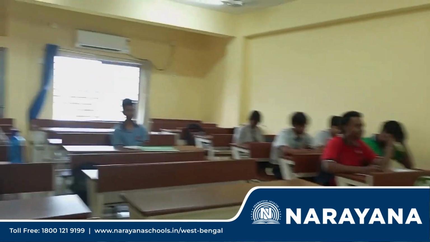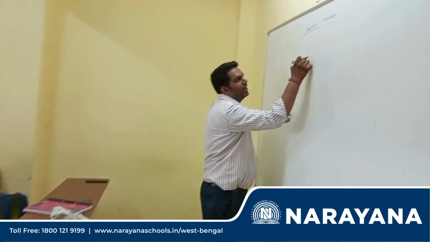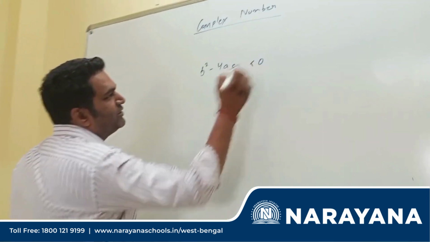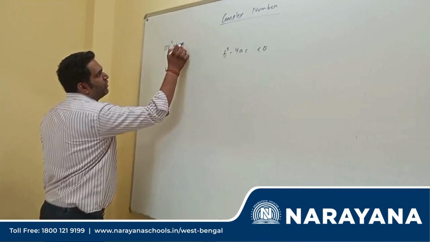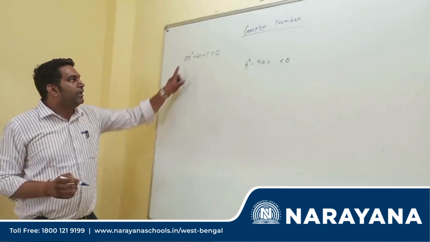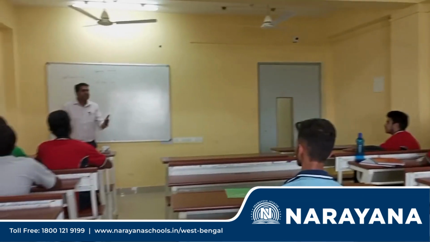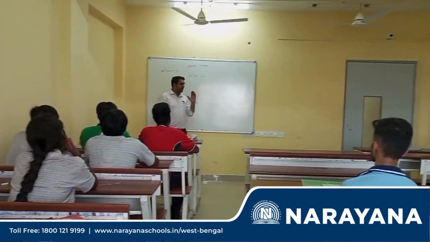So students, today we are going to study about complex numbers. That is, b square minus 4ac is less than 0. When we are solving a quadratic equation ax square plus bx plus c equal to 0, this discriminant is very important. Distinct and real: this thing we have studied in class 10.